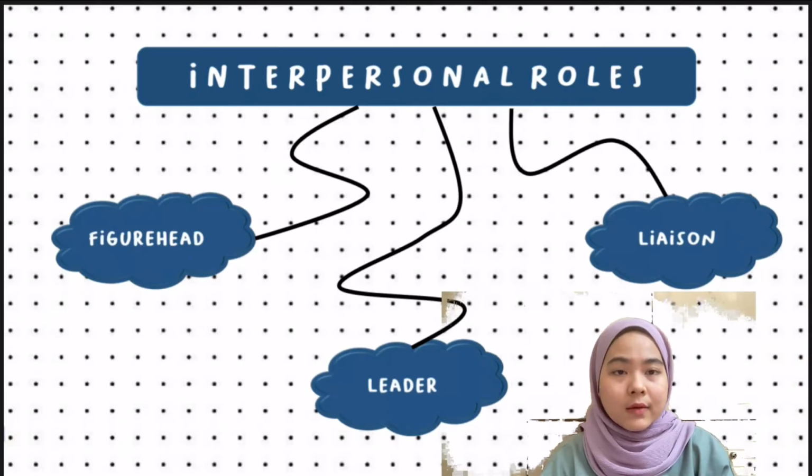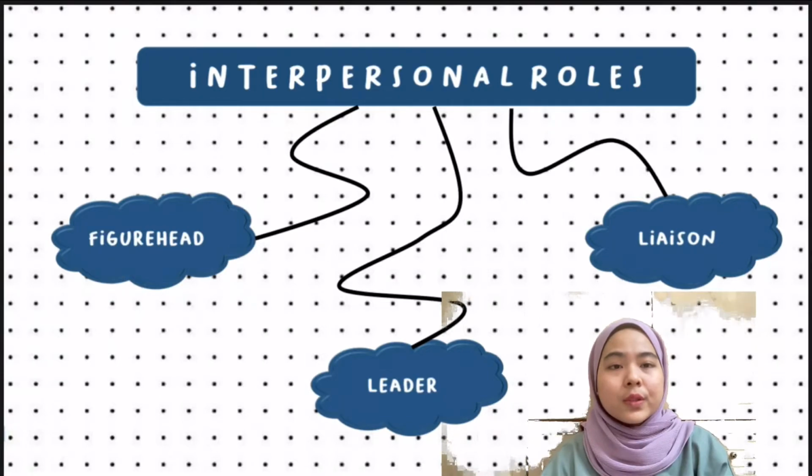For a figurehead, their responsibility is to meet the routine, obligatory, social, and legal duties required of a head of a unit. For example, attend the social function, meet the politician, buyer, and supplier. For leader, which is maintain, develop, and motivate the human resource necessary to meet the head of a unit.